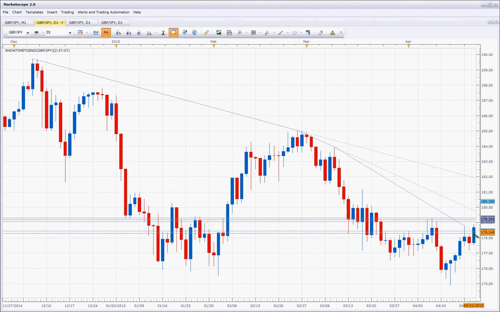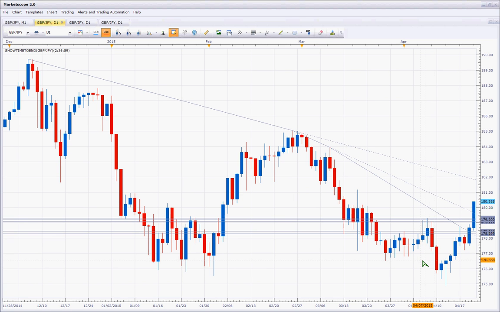Okay, so very powerful, the price breaking out. So it's slowly creeping into the secondary downtrend line. Clear breakout of the secondary downtrend line.